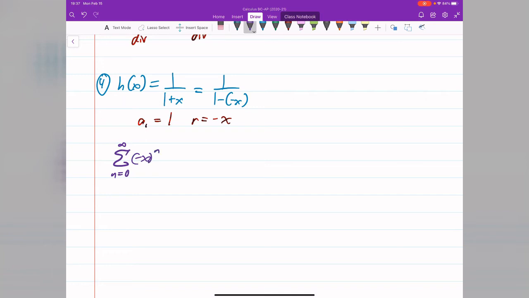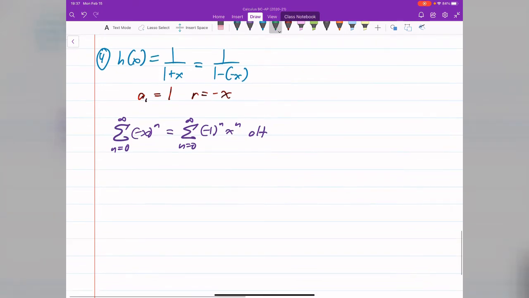Then we can write the sum from n equals 0 to infinity of negative x raised to the nth power, which we can then rewrite in a better alternating form by pulling that -1 to the n out as -1 to the n x to the n. This very clearly identifies this as an alternating series. Furthermore, when it comes to testing for our radius of convergence, we know that the absolute value of negative x has to be less than 1, which is the same as the absolute value of x less than 1, which is the same as x being contained within the interval of -1 to 1.